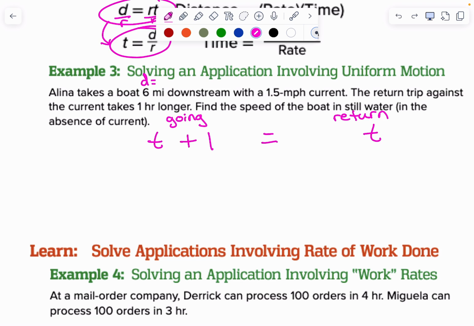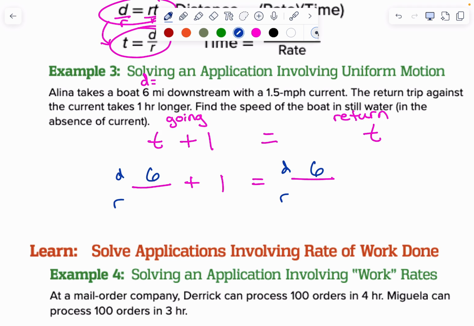All right, now time is equal to distance divided by rate. Plus 1 is equal to distance divided by rate over here, right? So we have a distance divided by rate, and a distance divided by rate. What's the distance for each one? 6 miles, 6 miles, so I'm going to put a 6 on the top of each one.